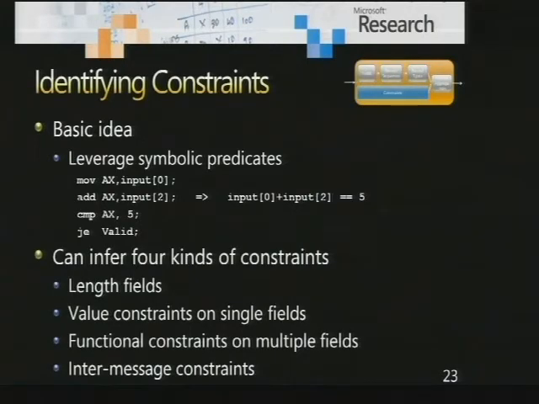With the symbolic predicates and other techniques, we can infer 4 kinds of constraints, such as length fields that specify the size of a record sequence or the size of a buffer, or a value constraint on a single field. For example, saying the type must be 1 or this ID must be 5. Functional constraints on multiple fields, for example, like checksum. The checksum specifies that the XOR of all the fields in the header must equal the checksum field. And also intermessage constraints, where we track the dependencies between the input message and the output messages.